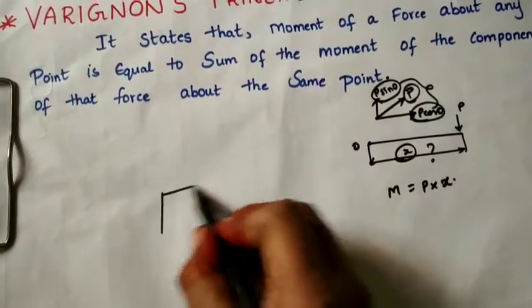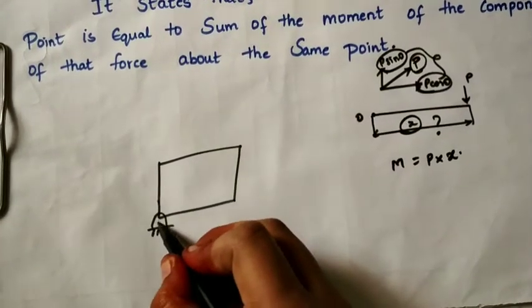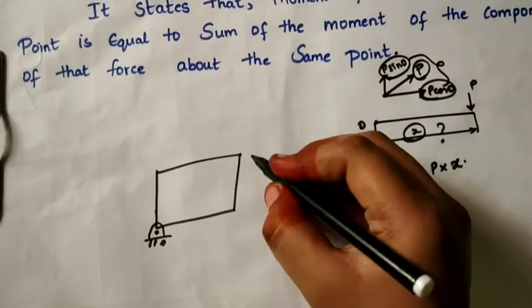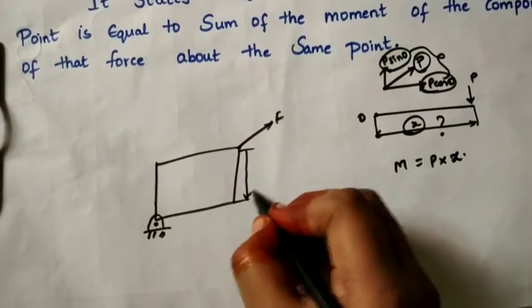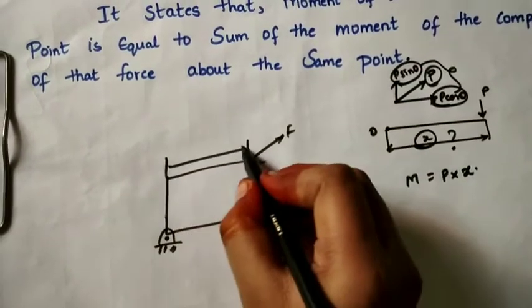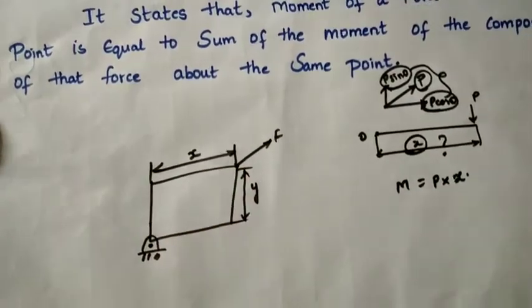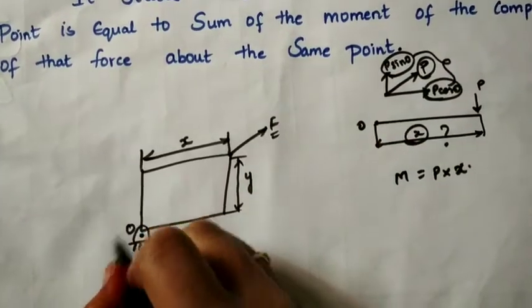For example, if there is a case like this, it is a pin joint. If there is a force like this, we can say that the distance is y and this is x. So how can we find this moment about O?